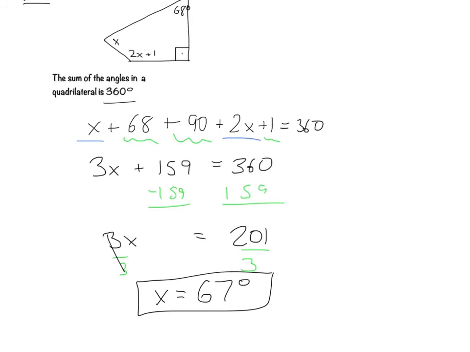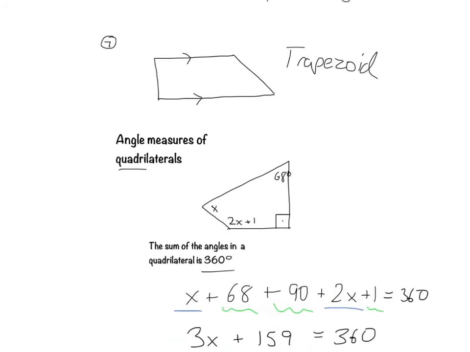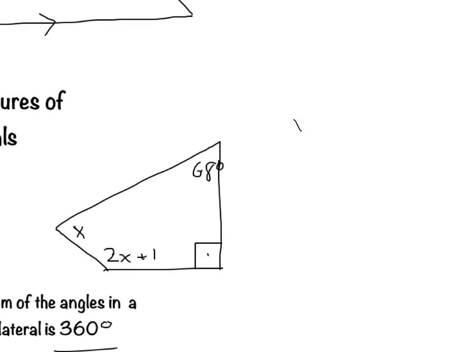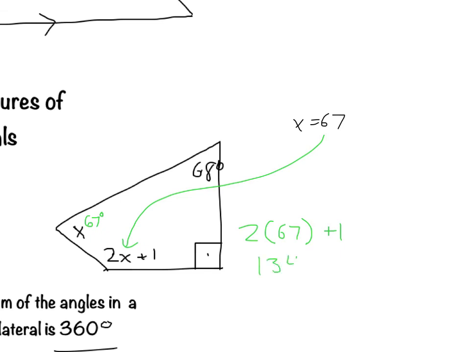We've got to figure out what each angle is. So let's go back up here. We said x equals 67, so this angle right there is going to be 67 degrees. But this one's a little different, right? I have to plug that 67 in there for x. So I'm going to rewrite that as 2 times 67 plus 1. 67 times 2 is 134, plus 1 is, of course, 135. So that angle right there would be 135 degrees.